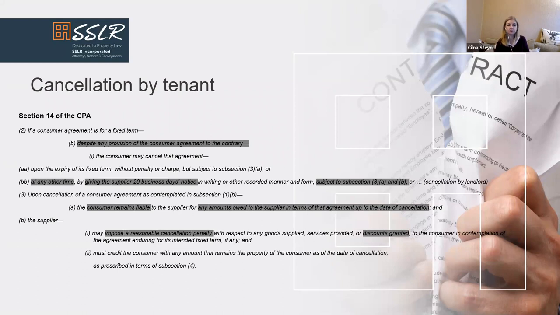But then we go to: when can a consumer cancel the agreement? (a) When the fixed term agreement expires, we know this. Or (b)(ii), at any time by giving the supplier 20 business days' notice in writing, wait for this, or any other recorded manner or form.